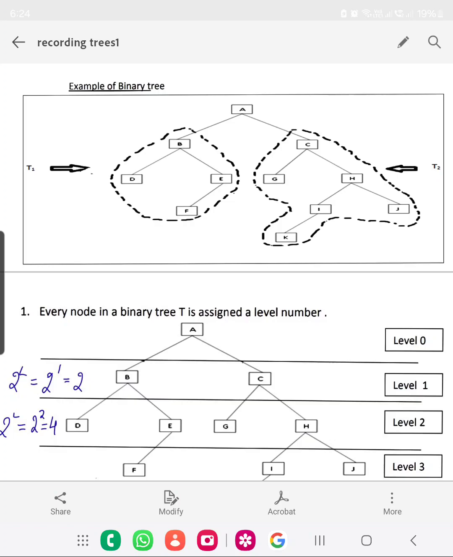As you can see in this example, A is the root of the tree, B is the left child of A, and C is the right child of A. Similarly, D and E are the left and right child of B, and G and H are the left and right child of C, and so on. T1 and T2, as marked in the example, are called the left subtree of A and the right subtree of A.